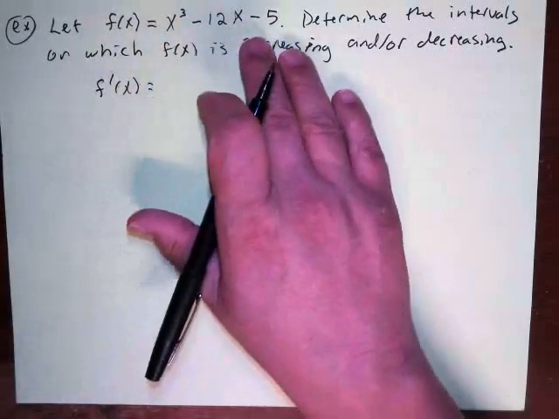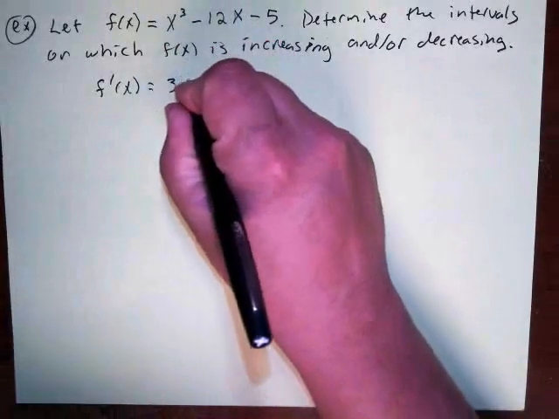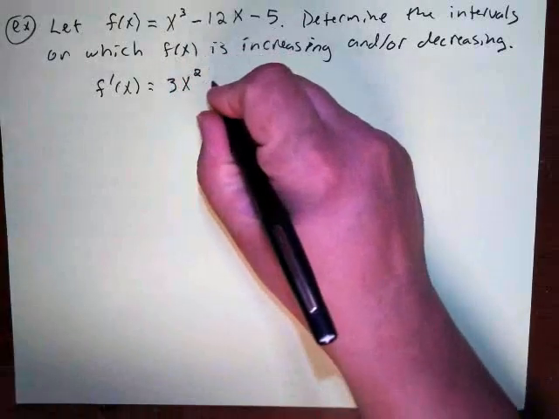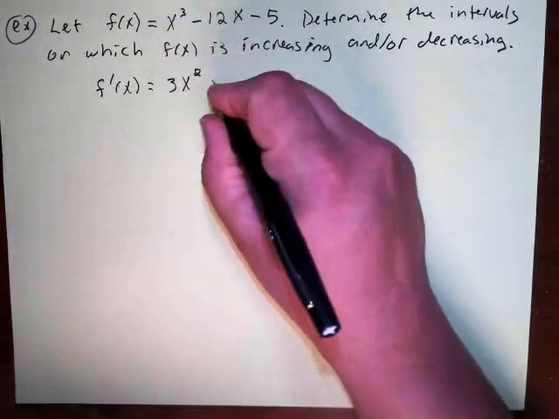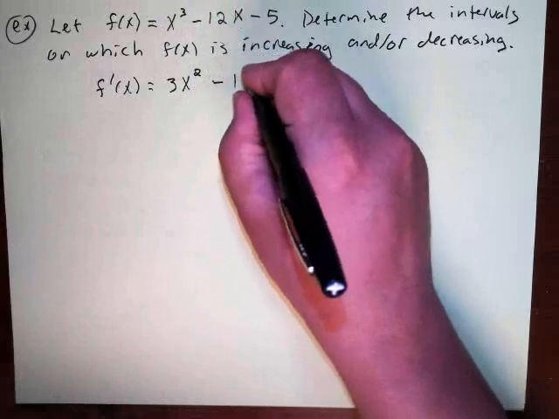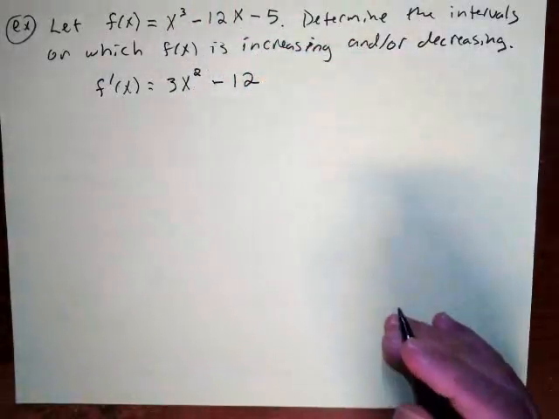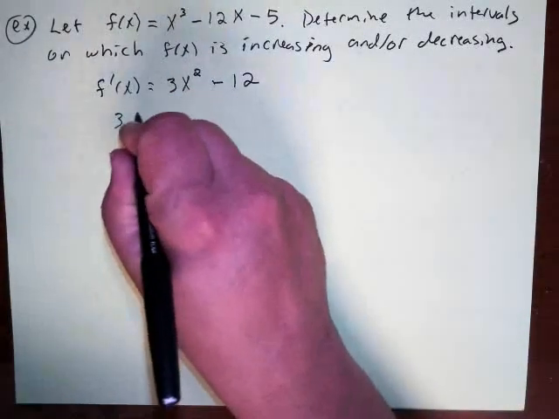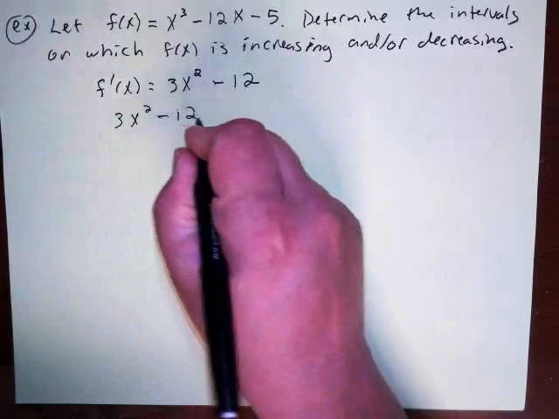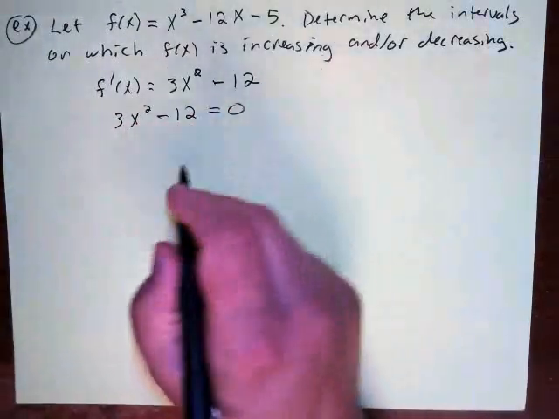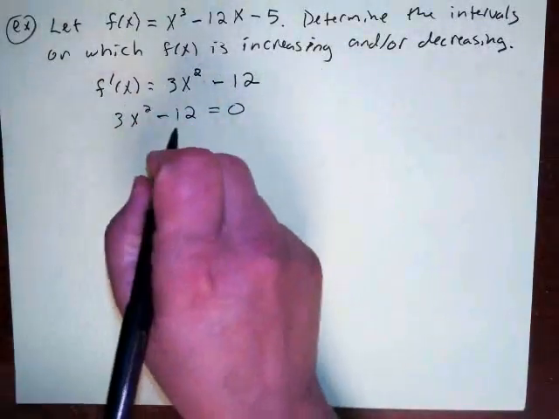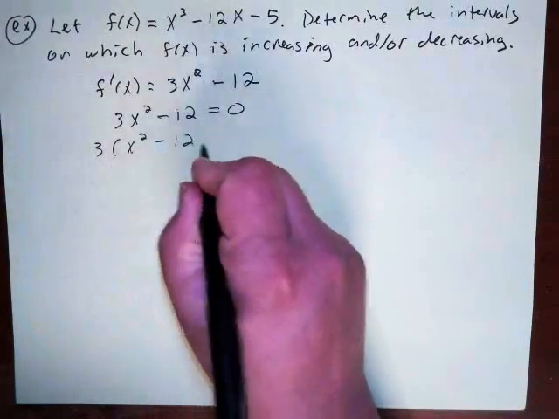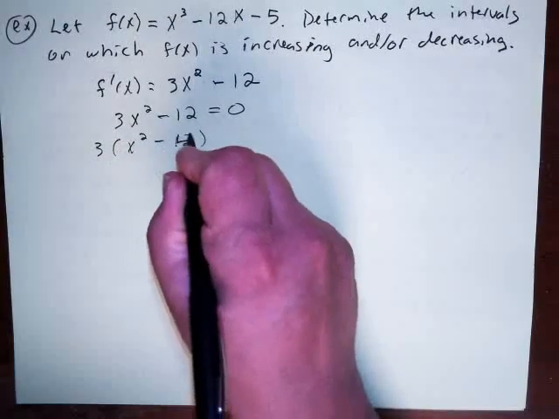So this is a cubic equation. And so taking the derivative, bringing the 3 down, subtracting 1 from the exponent, minus 12. So that would be the derivative. And so now set this equal to 0. Okay, and then we need to solve this in order to find the critical points. So I factor out the 3. Sorry, this would be 4.